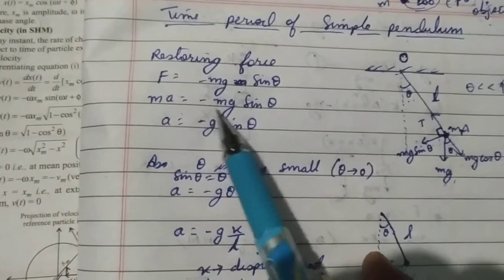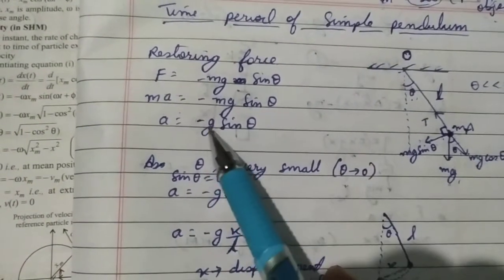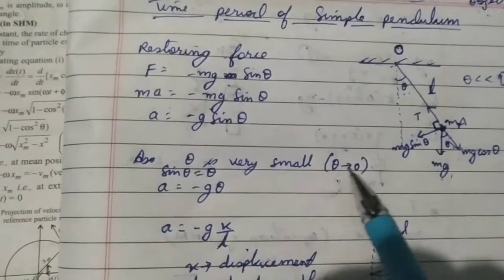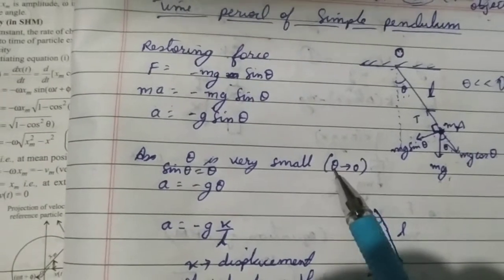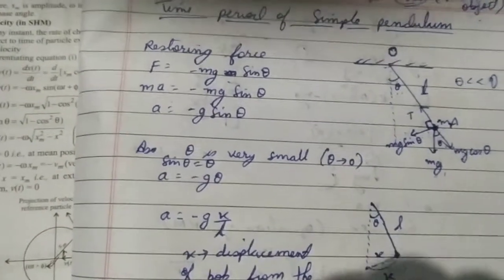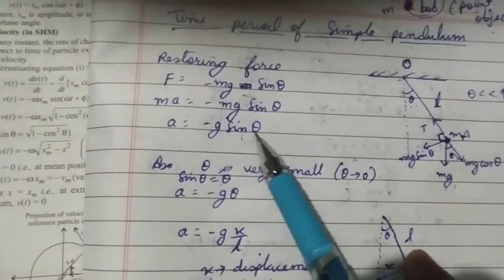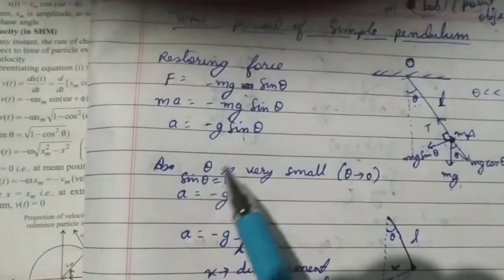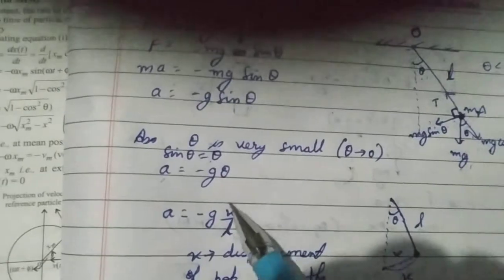This m and this m will be cancelled out. So we have the acceleration of this mass as minus g sin theta. In mathematics, if the theta is very small, that is theta tends to 0, not 0, then we can take sin theta as theta. In this equation, we will take sin theta as theta. So the acceleration will come out to be minus g theta.